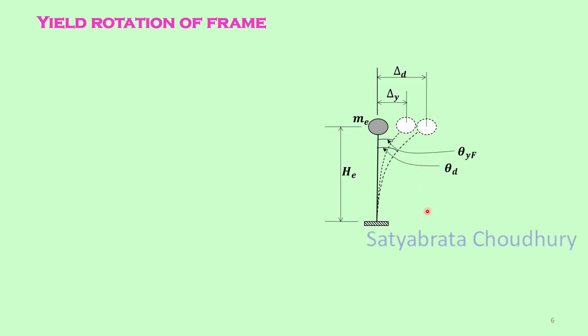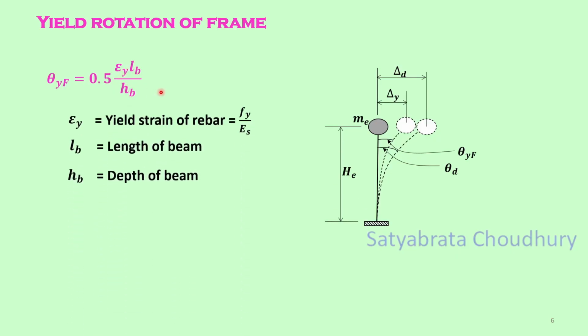So this is the background understanding that total displacement theta d will be a combination of theta YF plus theta P, plastic. Theta P is not shown here, but it is from here to here. This theta YF, the yield displacement of the frame, F stands for frame, is given by a simple formula by Priestley, 0.5 epsilon y LB divided by HB. Here epsilon y is the yield strain of the rebar. Yield strain is given by Fy by Es, the yield strength of the steel divided by the modulus of elasticity of steel. LB is the length of the beam concerned, and HB is the depth of the beam.